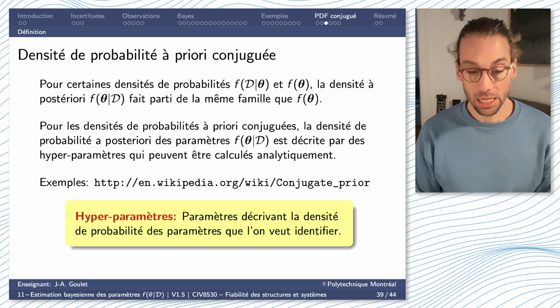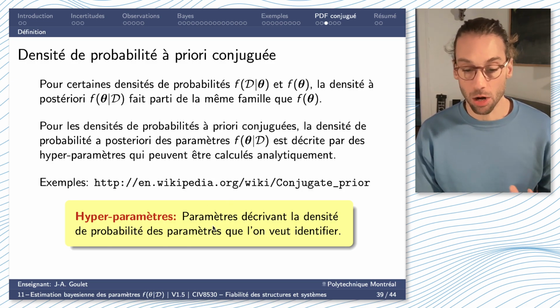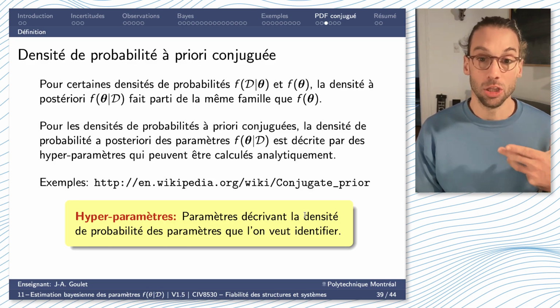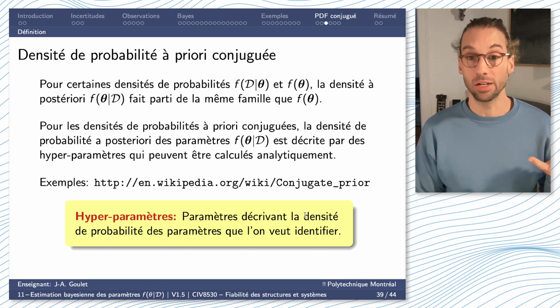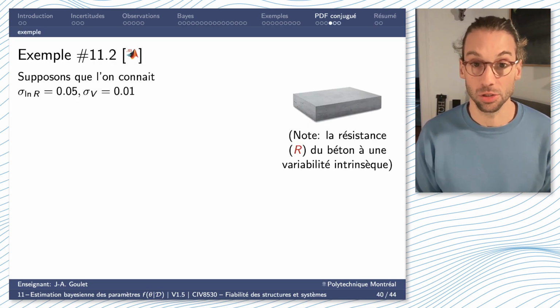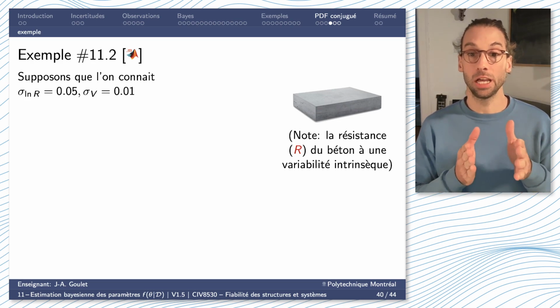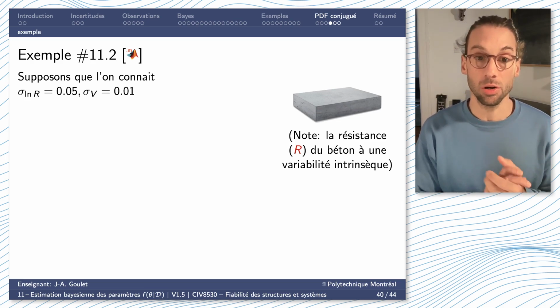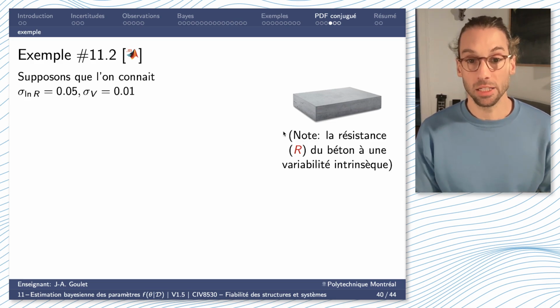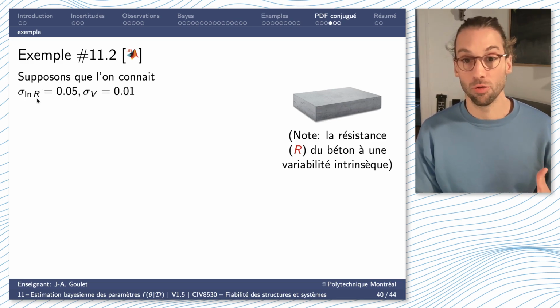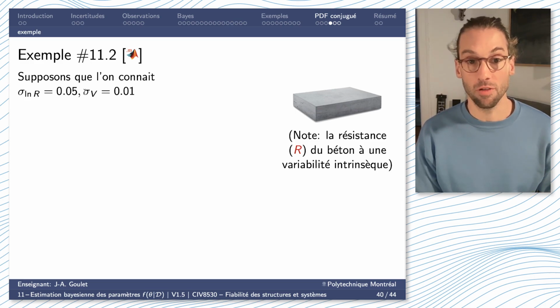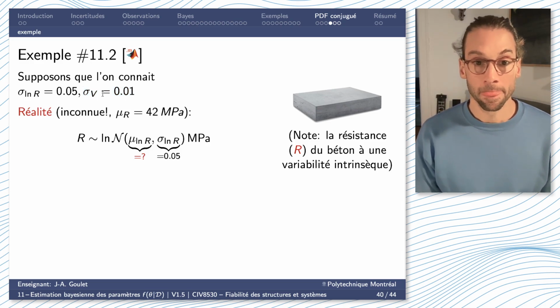So in that case, the hyperparameters that we saw are the parameters that will describe the probability density that we're trying to characterize using empirical observations. If we take a look at an example similar to what we saw earlier, we want again to characterize the strength of a concrete. Let's suppose that we know that the standard deviation for the resistance in the log space is 0.05, and our observation error is a process error of 0.01.